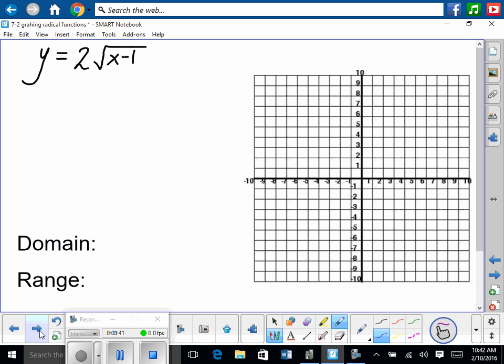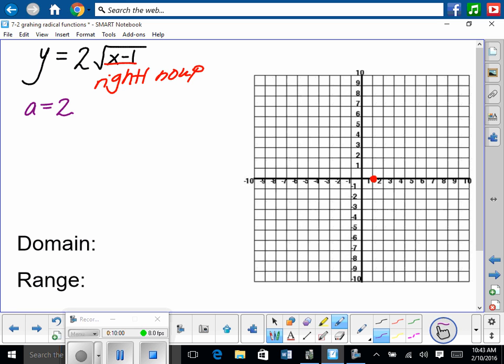So let's determine our shift left and right, up and down. Right 1. Any up and down? Nope. So no up or down. Okay. So we're going to right 1. So on here, right 1. Boom. There's my new starting point. Is everybody comfortable with that? What's my A value?